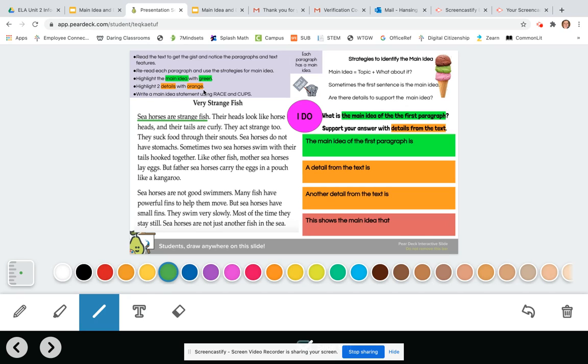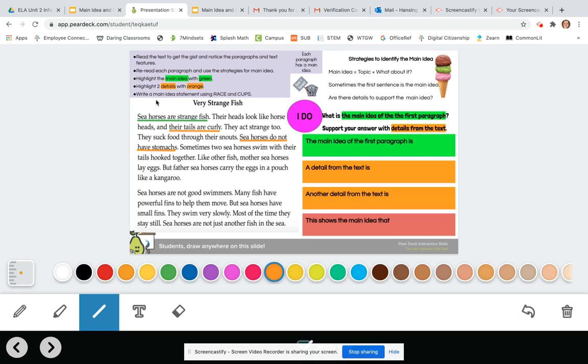Highlight 2 details with orange. Remember, we found a lot more than 2 details, but I only need to pick 2, so I'm going to choose 2 of my favorite. I really thought it was interesting that seahorses do not have stomachs, so I'm going to use that detail. And I think it was pretty interesting that it said their tails are curly. I like their curly tails, and that's a detail that supports how, in one way, they're strange.